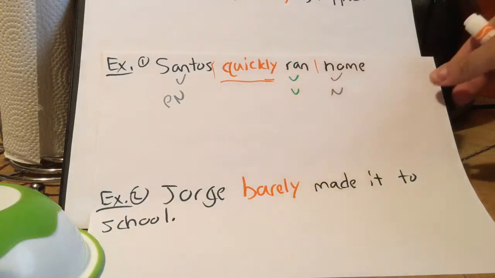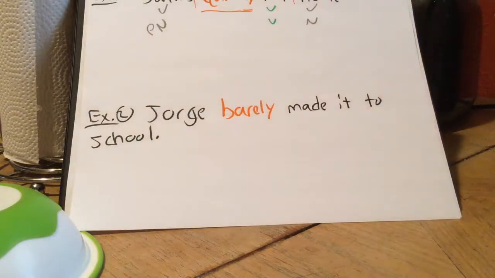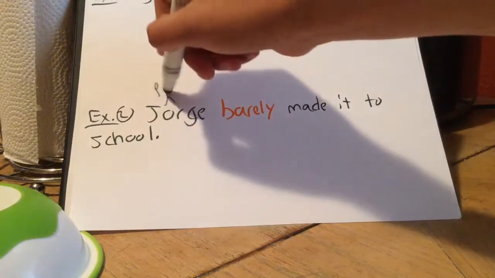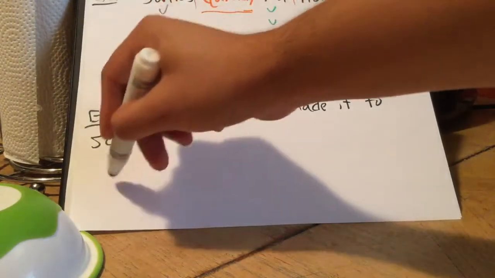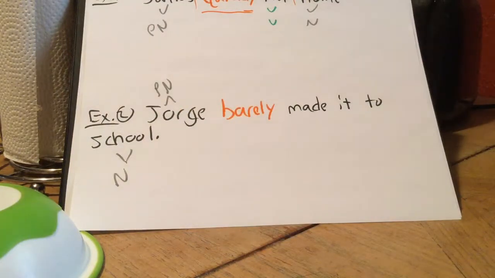So we're going to go ahead and look at our next example. Okay. George barely made it to school. So we're going to go ahead and label our sentence. George is our pronoun. And I use gray for our nouns because nouns are just kind of by themselves. They don't really have any life. They don't have any characteristics. So we're going to use a dull color like gray so we don't get confused. Okay, and what about in this sentence? Which one is our verb?